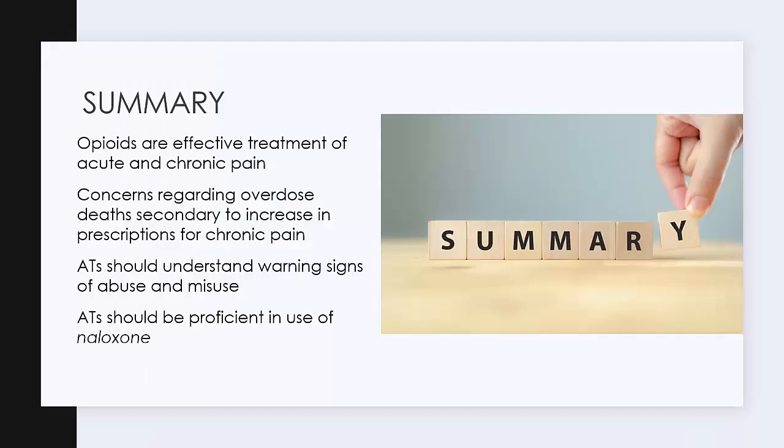In summary, opioids are effective treatments for acute and chronic pain. There are concerns regarding overdose deaths, secondary to increasing prescription for chronic pain. Athletic trainers should understand the warning signs of abuse and misuse, especially with opioids. Athletic trainers should be proficient in the use of naloxone and Narcan, and the activation of emergency medical services.